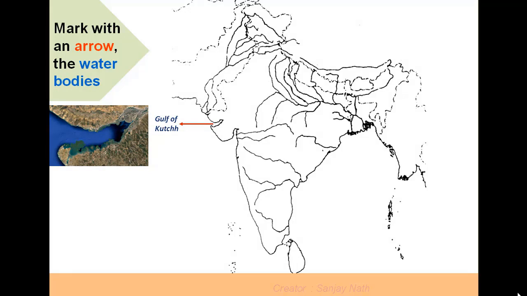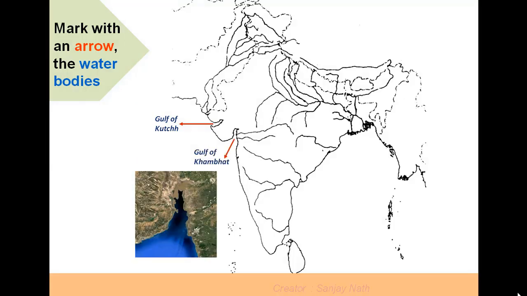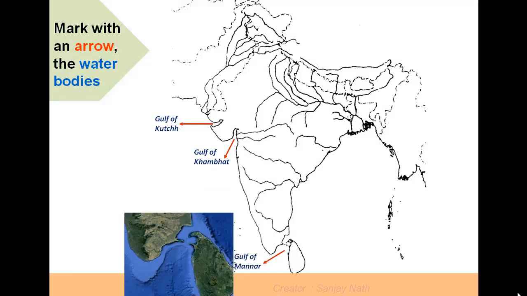Gulf of Kutch. The Gulf of Kutch is an inlet that forms part of the Arabian Sea that is bordered by the state of Gujarat along the west coast of India. Gulf of Khambat, also called the Gulf of Cambay, located in the northern Arabian Sea on the western coast of India. Gulf of Mannar. The Gulf of Mannar is the inlet of the Indian Ocean between southeastern India and western Sri Lanka.